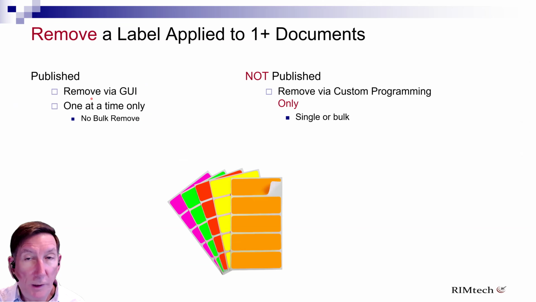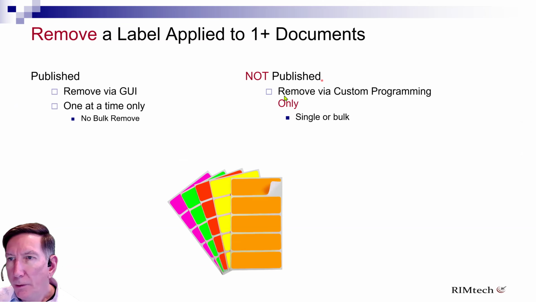I hope you have a strong finger, right? There's no way to bulk remove it. You need to be able to bulk remove it, right? Because if you have a problem with a label, you've got to remove it from wherever it has been applied, right? What if it has not been published?